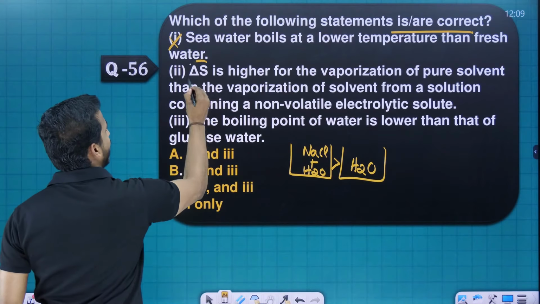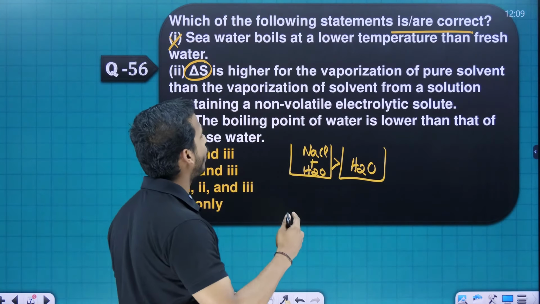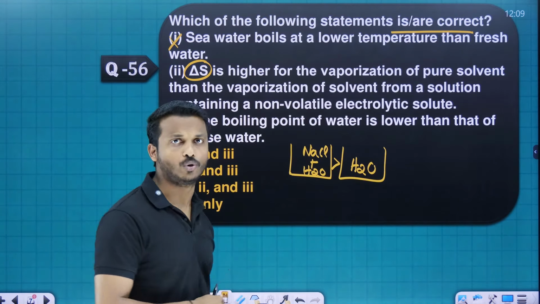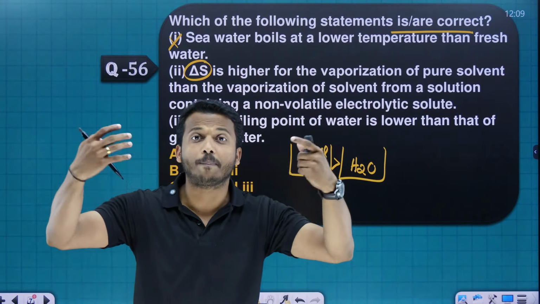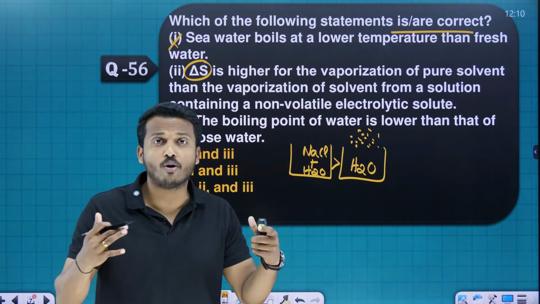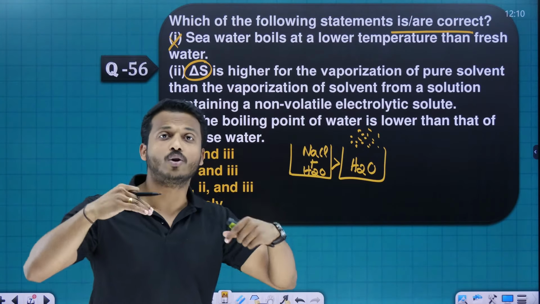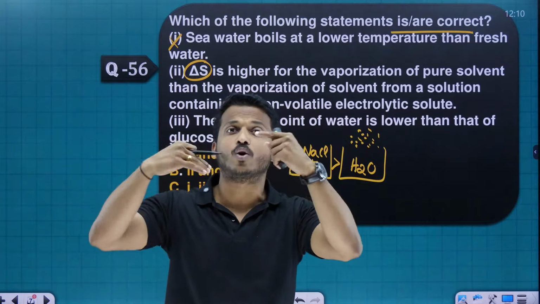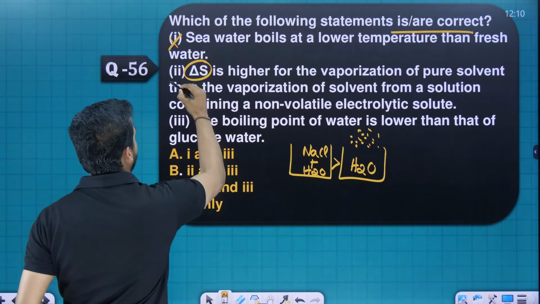So that is wrong. What is delta S? Change in the entropy, randomness. Delta S is higher for the vaporization of pure solvent than the vaporization of solvent from a solution. Clearly try to understand. This is a solution, this is a pure solvent. Where we have more solvent, more vapors start to generate, because solute particles do not undergo vaporization as fast. Only solvent particles are there, so they undergo vaporization faster. There will be more vapor, so more randomness. So that is a correct statement.